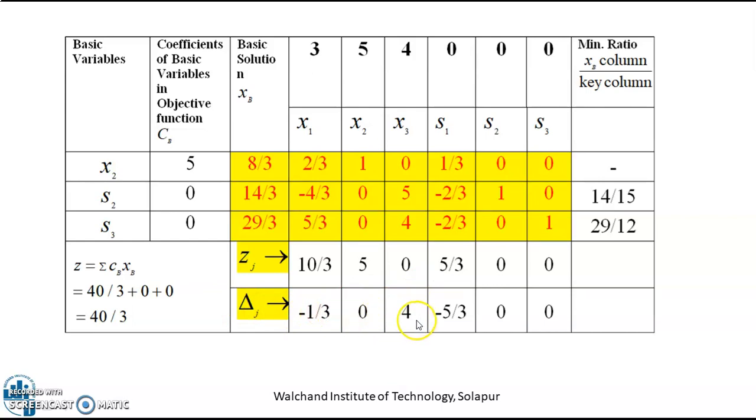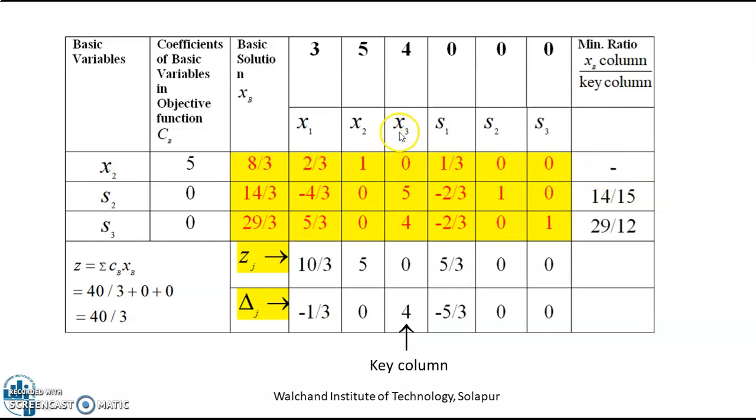Now here we can check that one entry is present which is positive. So obviously as one entry is present, it will be the maximum one. Therefore, the variable corresponding to this column, which is x3, will be the incoming variable, and this column is called the key column. Now we will calculate the minimum ratio to find out the outgoing variable, that is dividing the xb column by this x3 column. As this entry is 0, we can write dash here.